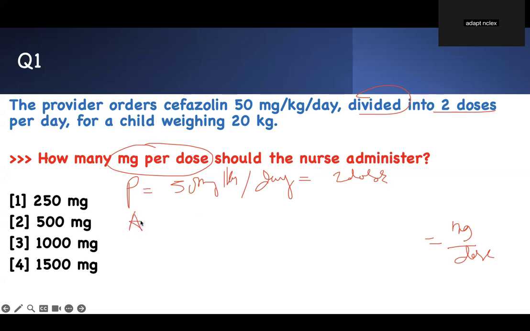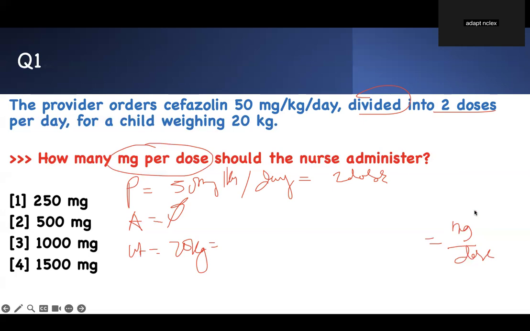What is the available? The available dose is not given. They do not tell you because you don't need that information. So don't worry. You don't need it. But they told you the child weighs 20 kilos. That's all. And you know that 50 milligram per kilo is per day. That's what the patient is going to get.